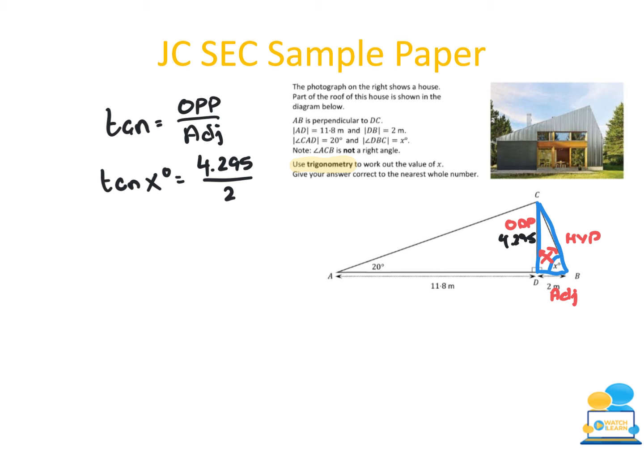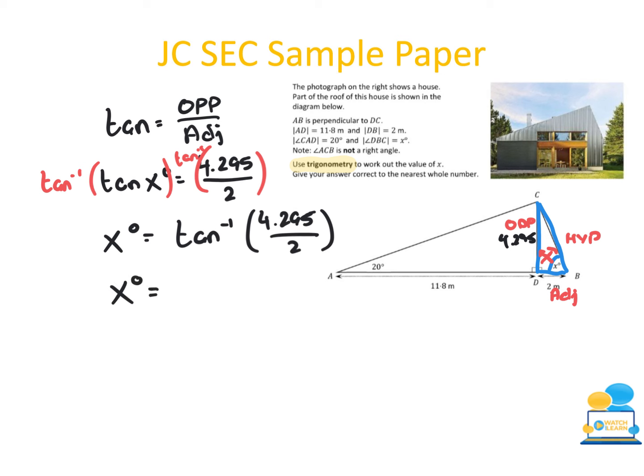To get x by itself, I need to remove the tan. So I'm going to multiply that by tan inverse, and I must do the same on the right-hand side. That will cancel out the tan on my left-hand side. So that will leave me with x degrees is equal to tan inverse of 4.295 over 2.